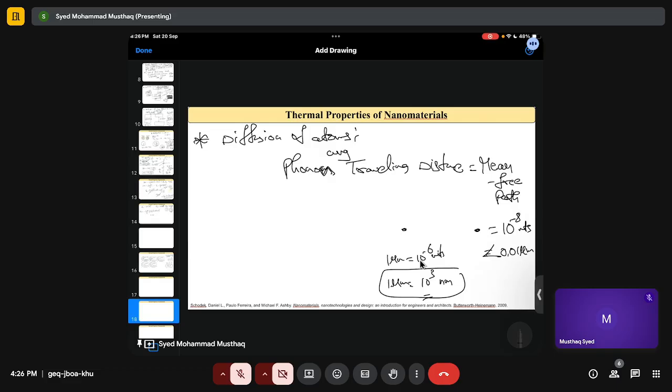Now, for phonons to move, to define heat flux, what do we need to define?